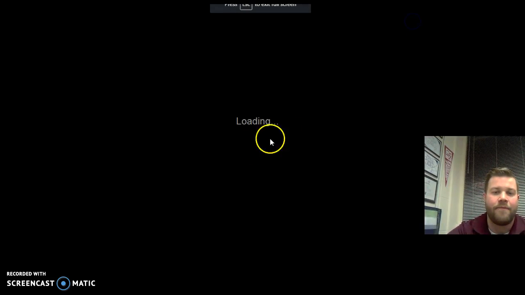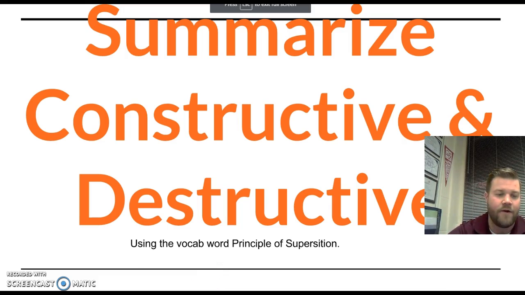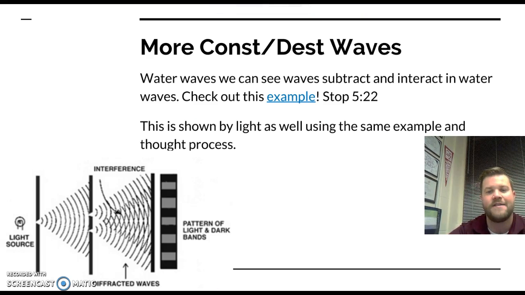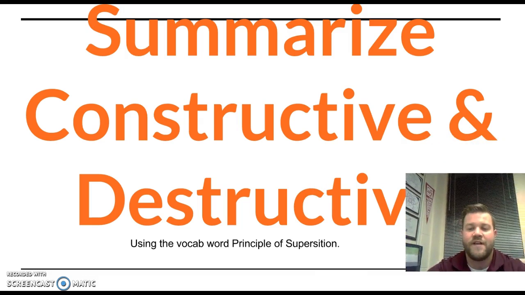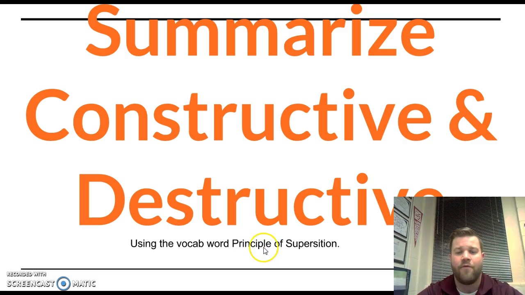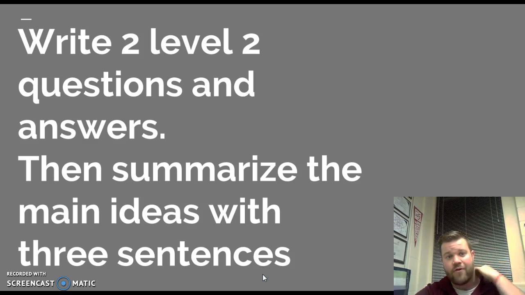So when we're at the point here in our video where we've already described this, I want you to add this into your notes, some examples of this thought process of how light and water can be constructive and destructive wave interferences. I want you to now summarize constructive and destructive interference using our vocab word, principle of superposition. I would like for you to create 2 level 2 questions and then answer them, as well as summarize the main ideas with 3 sentences. Include a picture, include the real life examples of where this occurs, have a nice deep understanding of this.